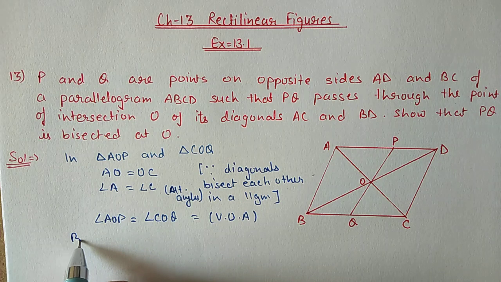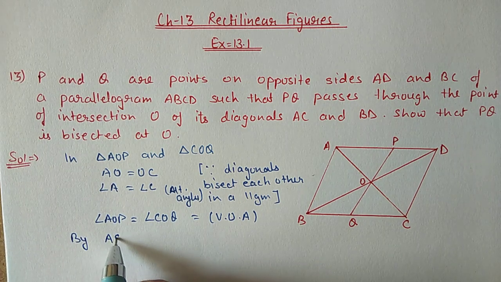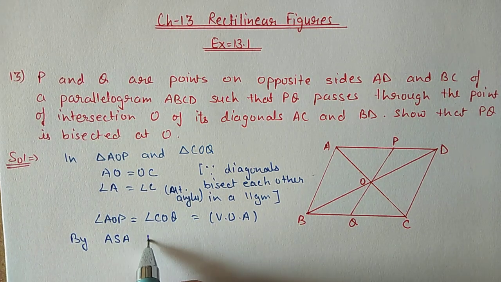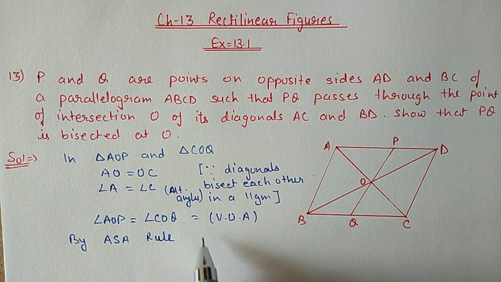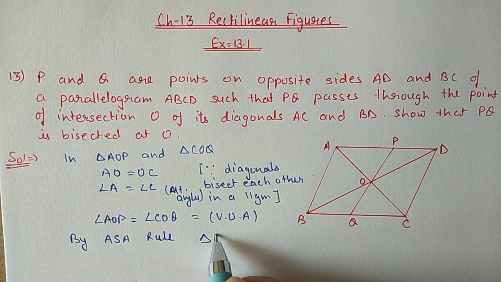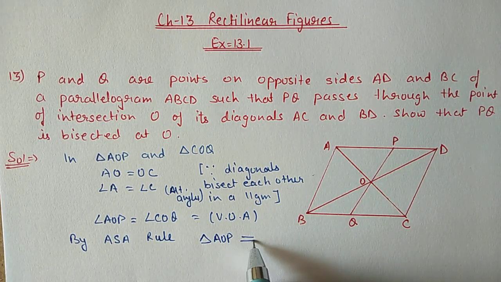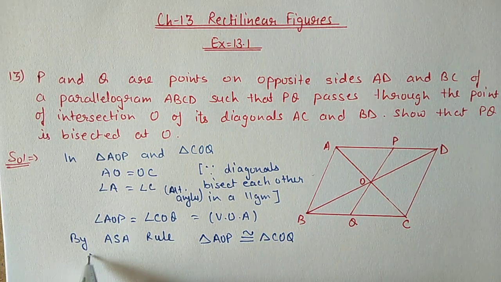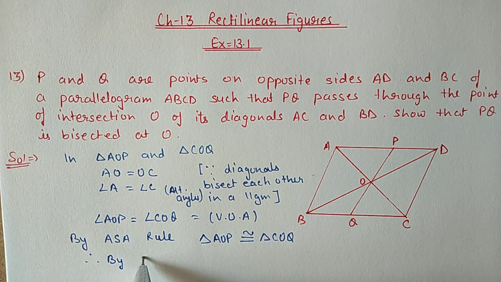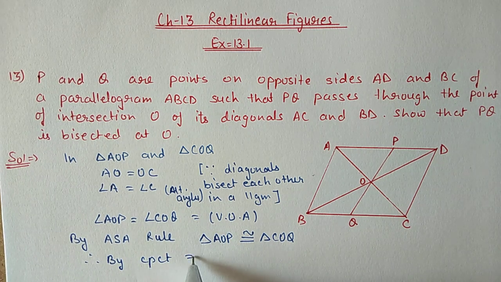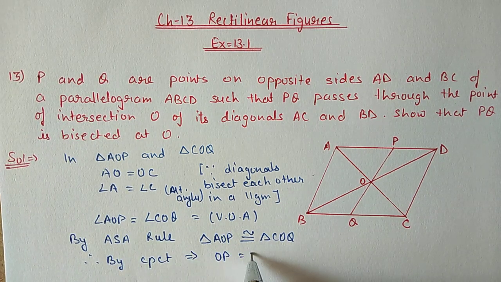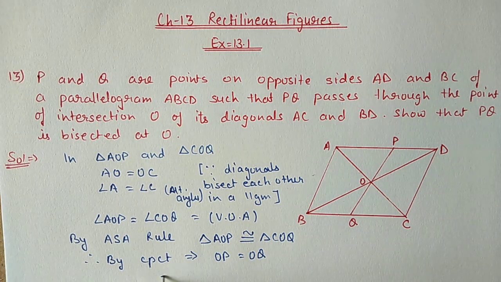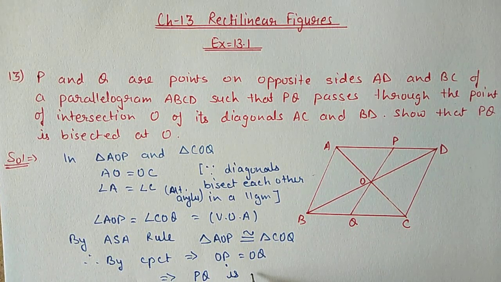So by the angle side angle rule, these two triangles are congruent to each other. Triangle AOP is congruent to triangle COQ. So therefore by CPCT we can write OP is equal to OQ, or we can write PQ is bisected at O.